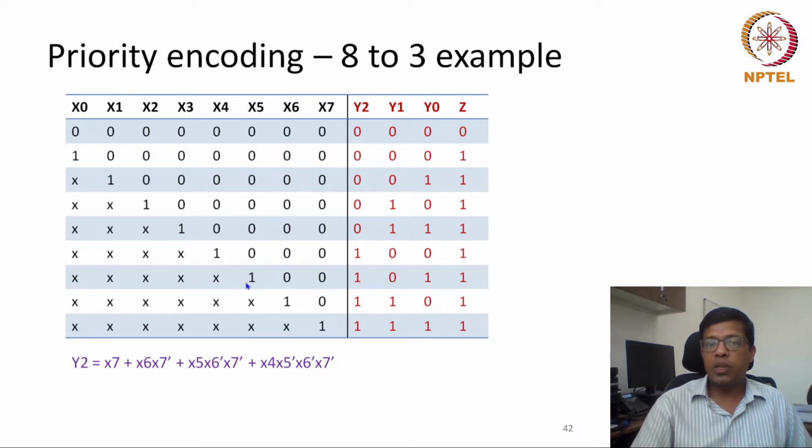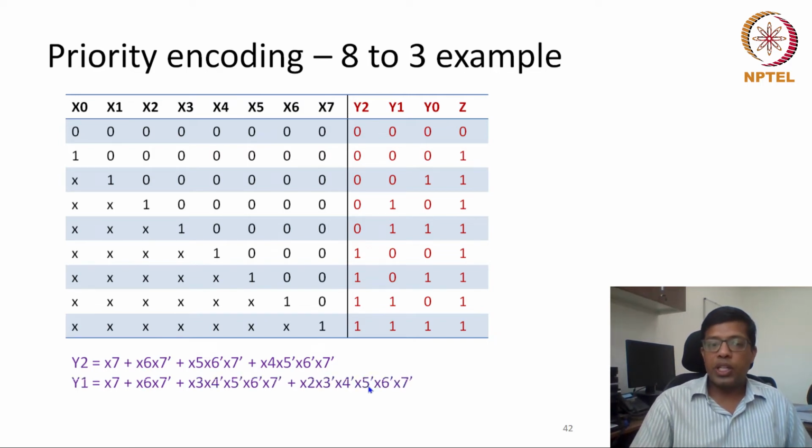Similarly, this one will come when x7 is 0, x6 is 0 and x5 is 1, equivalent to this expression. This condition would be achieved when x7 is 0, x6 is 0, x5 is 0, x4 is 1. So I can write this expression for y2. Wherever a 1 is there, corresponding to that, whatever the inputs are, based on that I have created these expressions. All these don't cares are not going to impact my output, so I have simply left them.